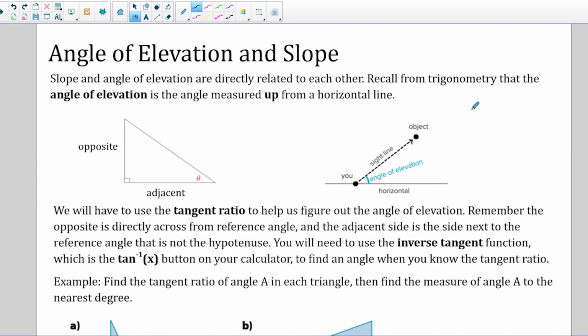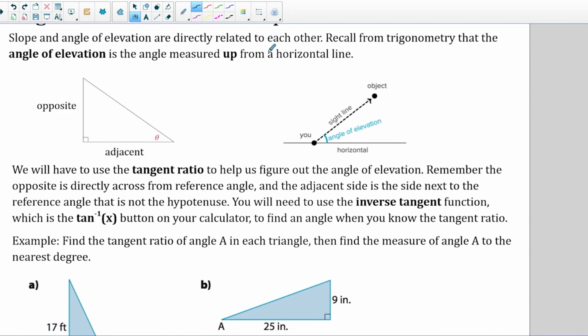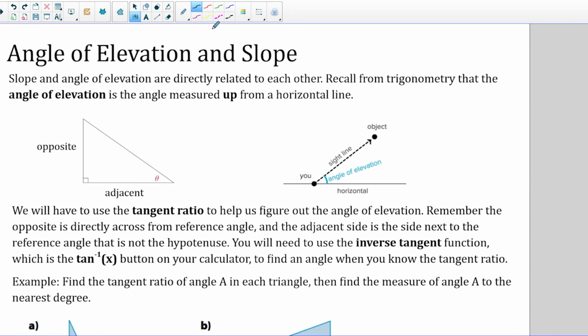Next, we're going to talk about the relationship between the angle of elevation and the slope. So they are directly related to each other. So remember from trigonometry that the angle of elevation is going to be your angle that is measured up from a horizontal line. So if you look at our example here, we can see that our angle of elevation, we are measuring up from this horizontal line.